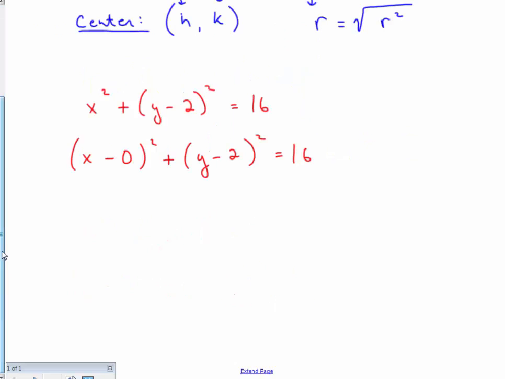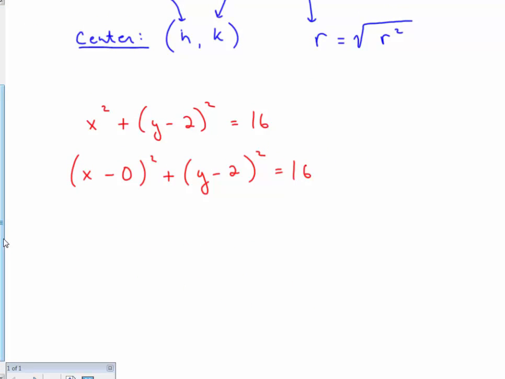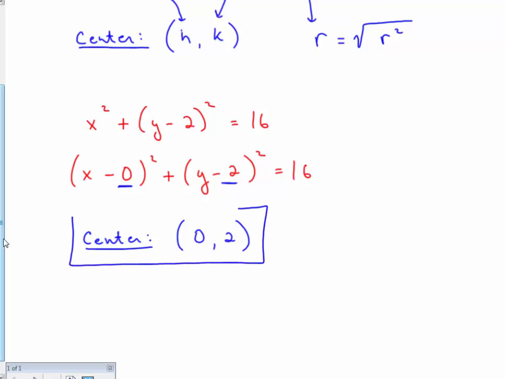Now, to find the center, we want to identify these two values. And we're always going to take the opposite of those values to write our center. Opposite of 0 would just be 0. Opposite of negative 2 is 2. So the center would be the ordered pair (0, 2).